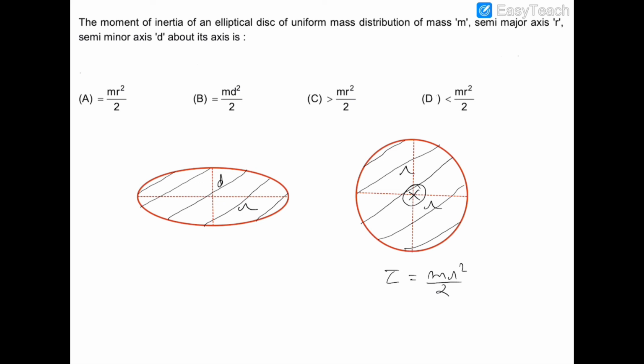So obviously, by compressing this disc from one dimension, we can see that the moment of inertia would decrease because we have compressed one dimension of this disk, keeping the other one to be constant. So its moment of inertia I will be less than mr square by 2. So we can say that the correct answer would be option number D. Now we move on to the next question.